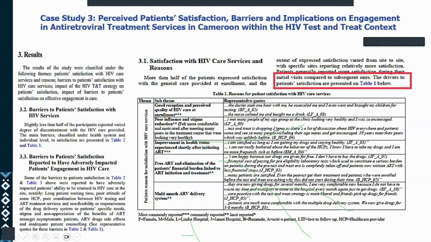So every time you are using abbreviations, you come here and specify directly that F is for female, like you can see here. The nurse called me and bought me a drink, by LFA08. So F is female and L is from Limbe Hospital. So we can see here that it is a female from the Limbe Hospital.